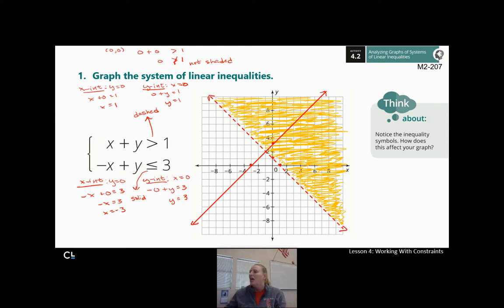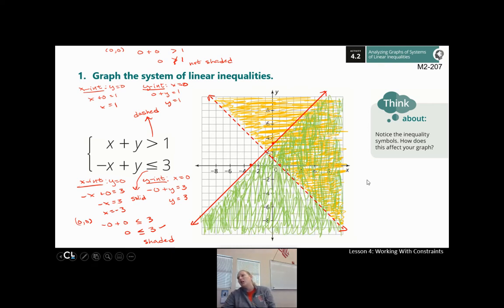So it's happening. Oh, and I need to figure out which side to shade, right? I got to figure out which side to shade. So let's see. Here's 0, 0. It's going to tell me if I should shade under or over. So let's plug it in. Negative 0 plus 0 less than or equal to 3. Well, 0 plus 0 is 0, and that is less than or equal to 3. That's true. So that means 0, 0 is in the shaded part. So I'm going to go ahead and shade the underside of my solid line.